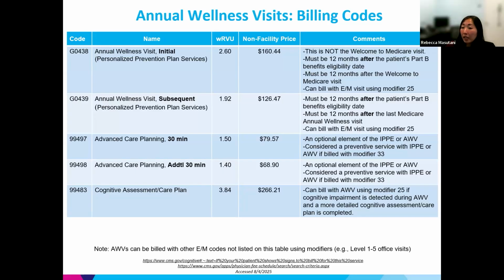And finally, we have the 99483 cognitive assessment and care plan code listed here. And I've listed this here just again to make the distinction between this very comprehensive cognitive assessment encounter or visit, rather, which is different from the brief cognitive assessment that is required in order to complete the Medicare annual wellness visit.